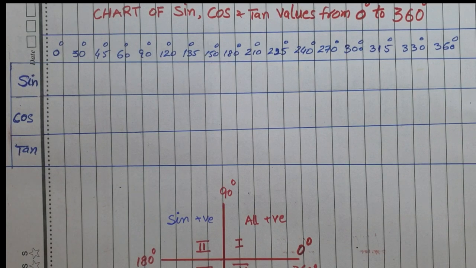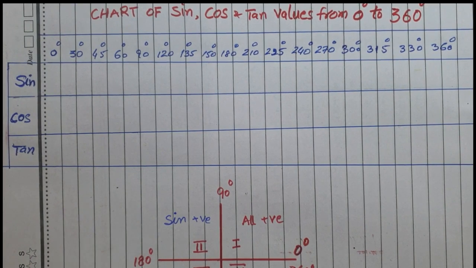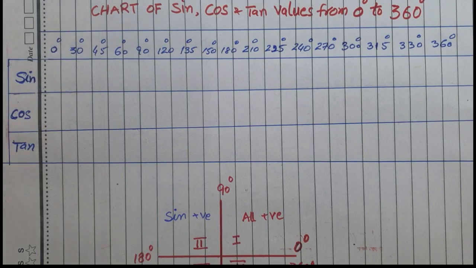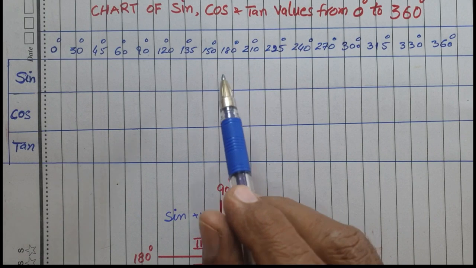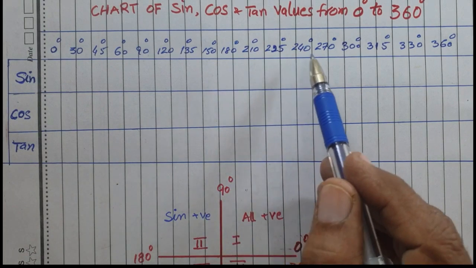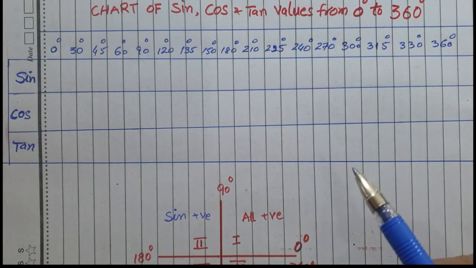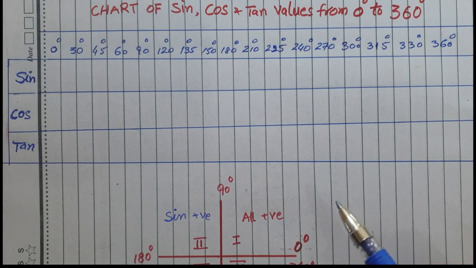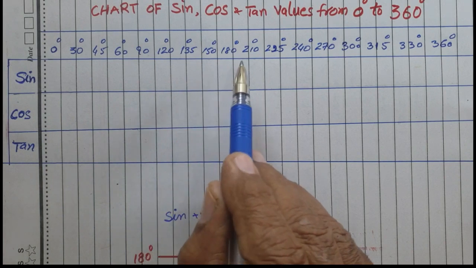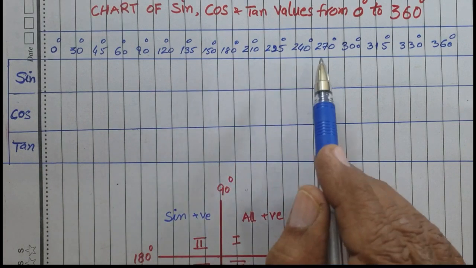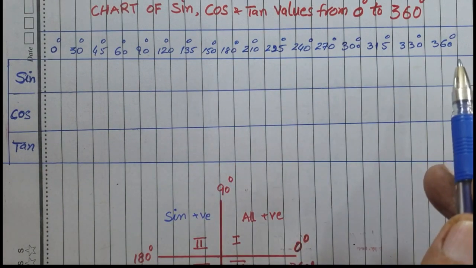Today we shall make the chart of sine, cos, and tan values from 0 to 360 degrees. Many of the students do not know what will be the angle after 180 or 240 or 270. So we shall learn the values as well as the angles. What will be the next angle, and the next to next angle.